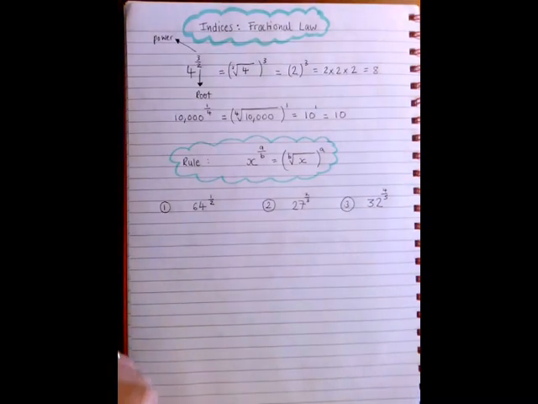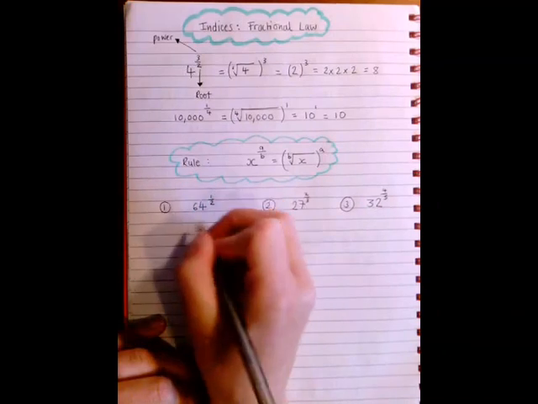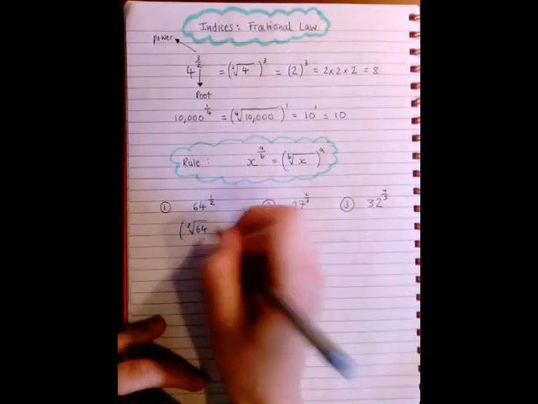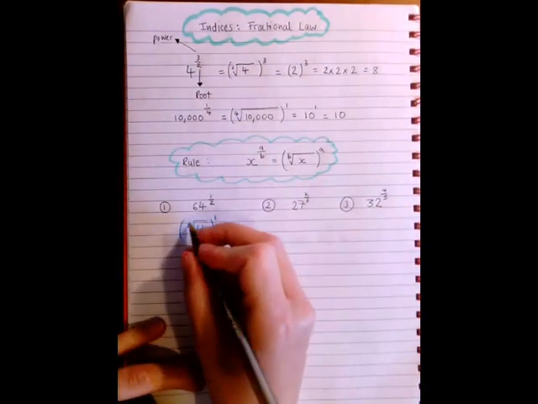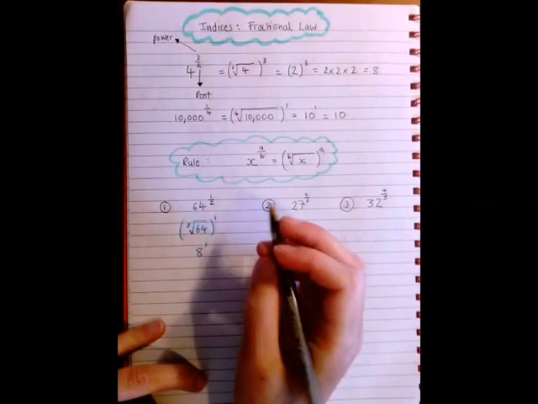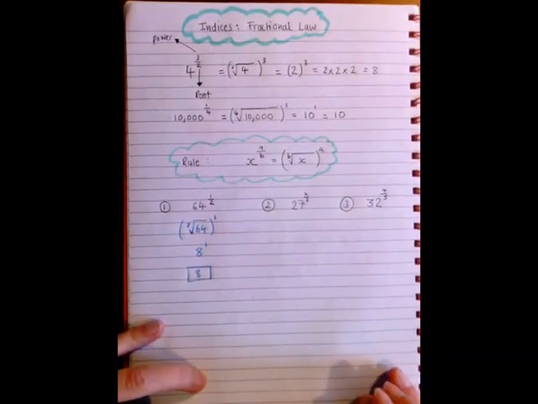Okay, I'm going to go through the answers to those so you can check how you got on. So for this one, it would be the second root of 64, also known as the square root, all to the power of 1. So the square root of 64 is 8, to the power of 1. 8 to the power of 1 is 8. So that would be your final answer for that one.